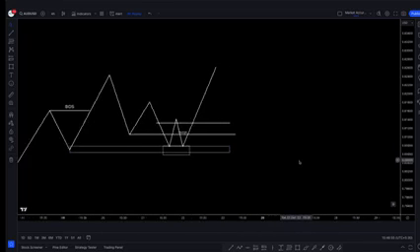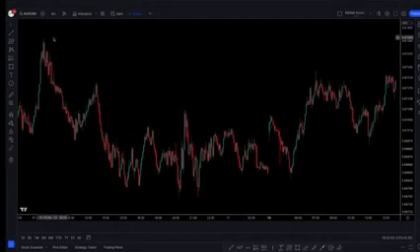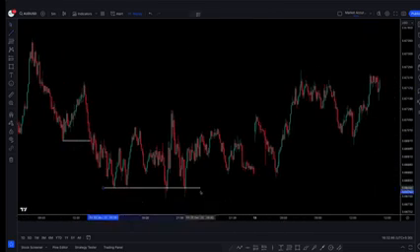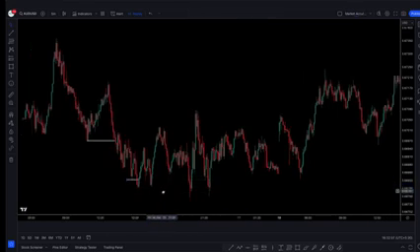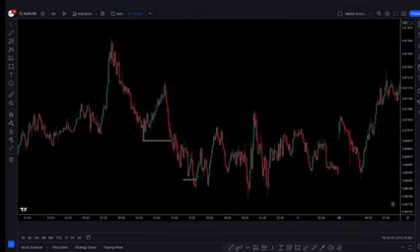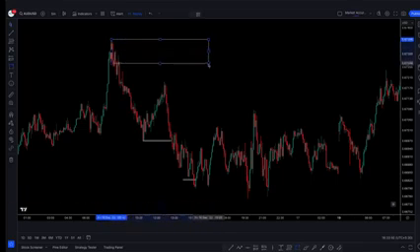So I will try to give you guys some examples, and then it's going to be clear for you. You can see we are in a downtrend here. We broke this structure here, and then we broke some structure here as well. I wouldn't call this a break of structure, this right here. Now we have our extreme zone here. This could be our extreme zone. Let me mark this out like this.